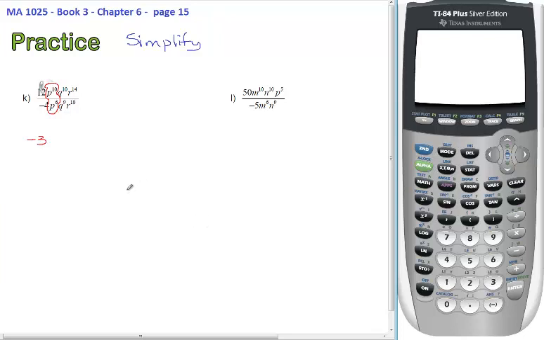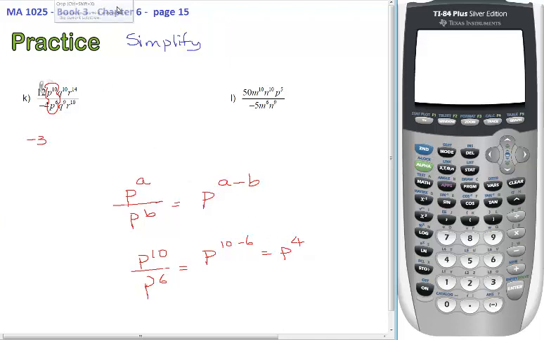Now what's the rule? When you have like bases, whether it's p to the a over p to the b, then we subtract the exponents. When we divide like bases, we subtract exponents. So p to the 10 divided by p to the 6 is p to the 10 subtract 6, which is p to the 4. The top exponent, always subtract the bottom. When the bottom exponent is smaller, like it is in this case, 6 is smaller than 10, then you're left with the variable and its power in the numerator.